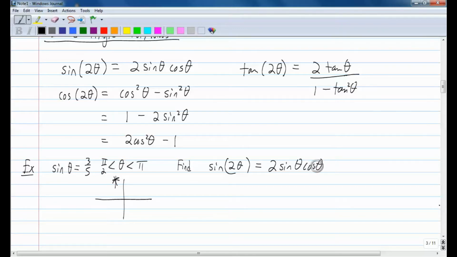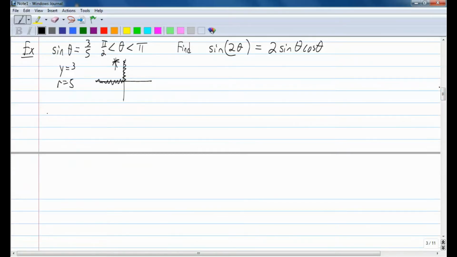Let's figure out what cosine of theta is using x, y, and r. Remember, sine of theta is y over r, so that means y equals 3 and r equals 5. And since we're in the second quadrant, keep in mind that if we do solve for x, then it needs to be negative. And we do have to solve for x because we want to know the cosine of theta for our formula. So let's figure out what the cosine of theta would be equal to. The cosine of theta is equal to x over r. We have y over r. So let's figure out what x is using x squared plus y squared equals r squared.